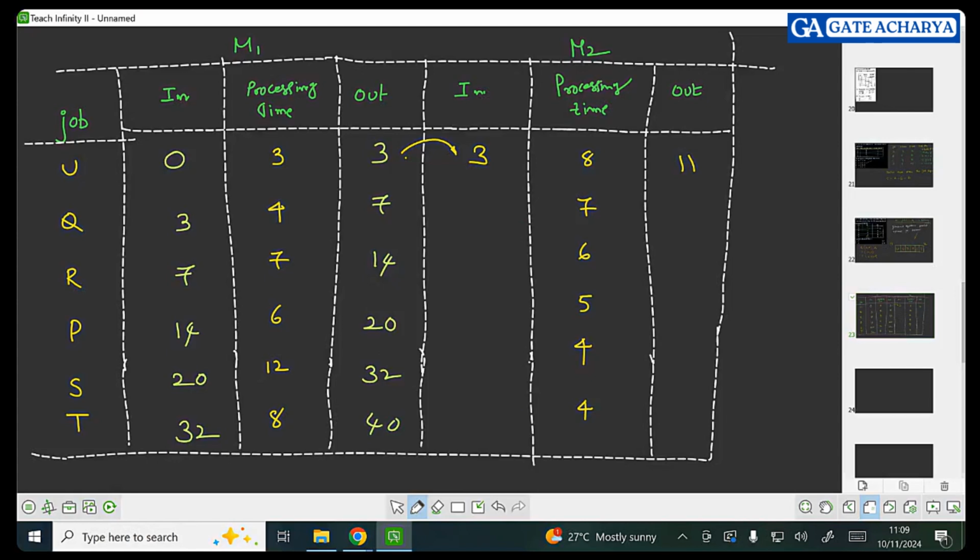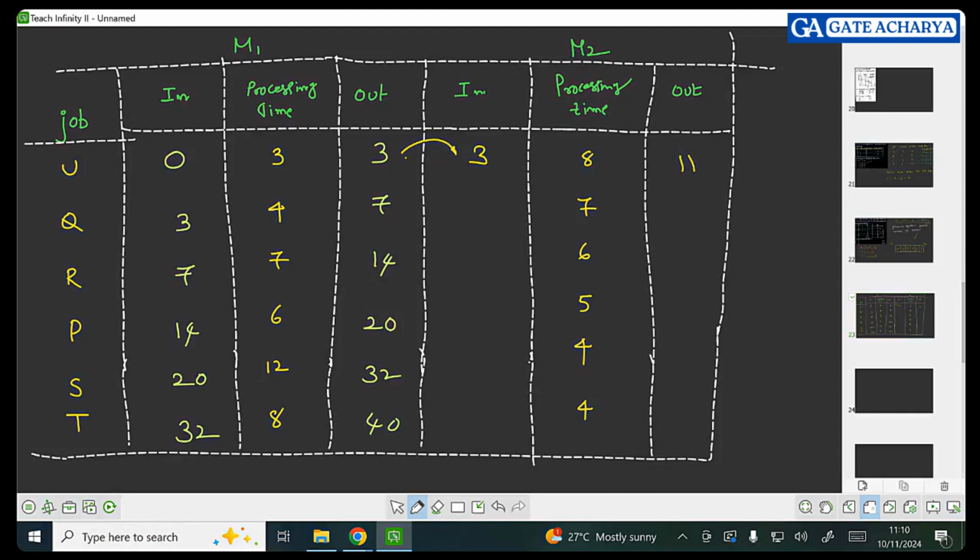Here in time, why can't it be 7? Machine 2 is already working for 11 minutes, but your Q job is ready at 7 minutes. But after 7 minutes, it isn't free, it is busy with the first job. That is why here, whichever value is coming maximum in this, right? So machine 2 out time for the first job and machine 1 first job out, which one is maximum? That you have to consider.